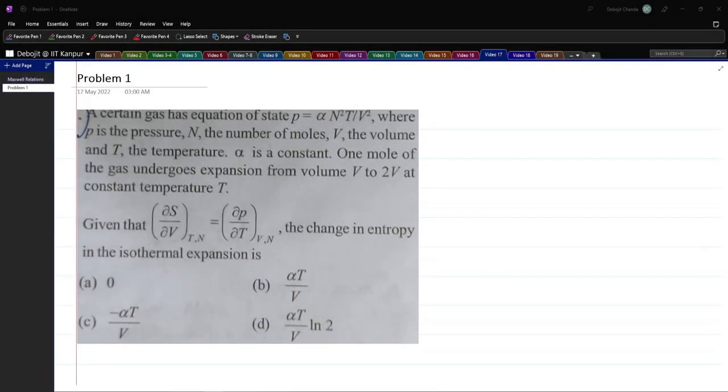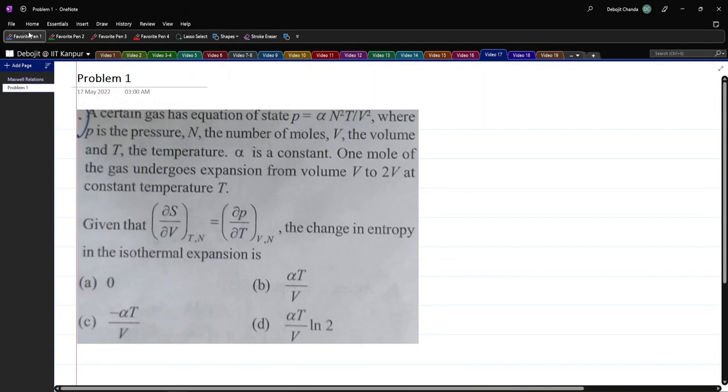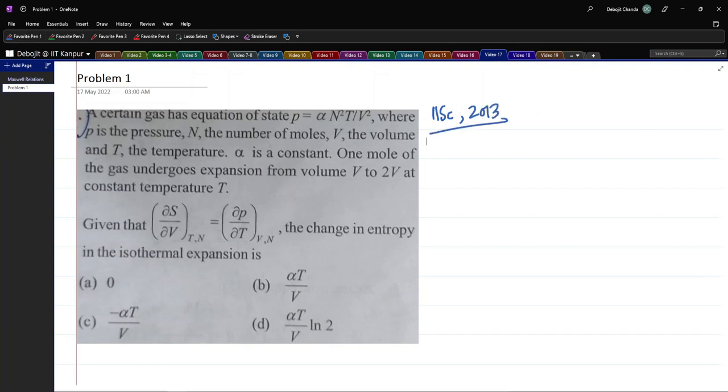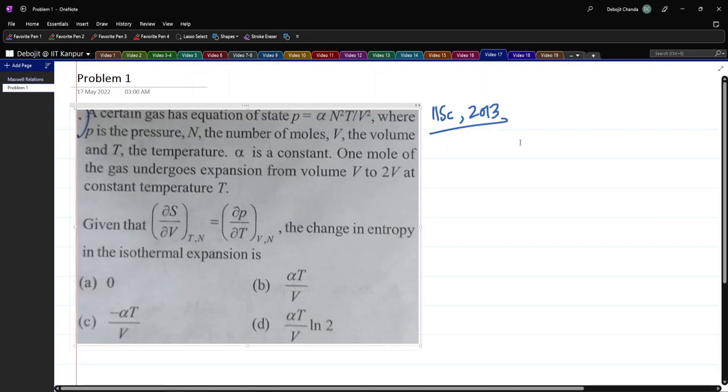Okay, so welcome to the first problem of today's video. So this problem appeared in IISc 2012. And the problem states that a certain gas has equation of state P equal to alpha n squared T by V squared, where P is the pressure, n is the number of moles, V is the volume, and T is the temperature. Alpha is a constant.